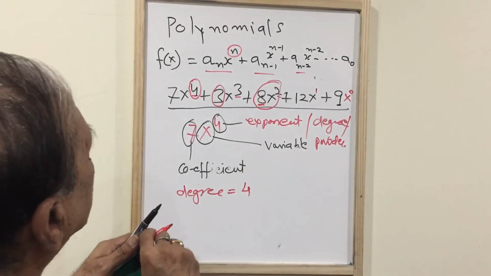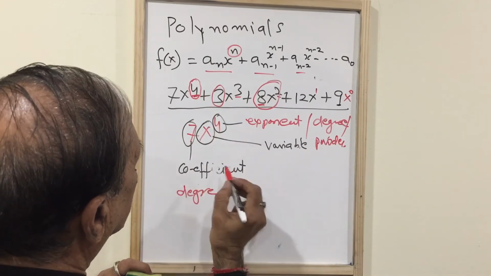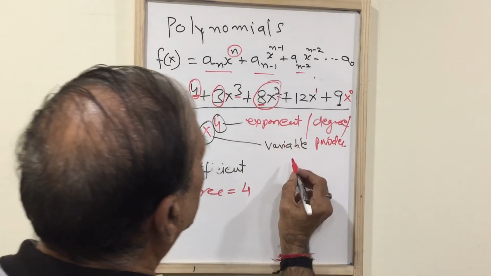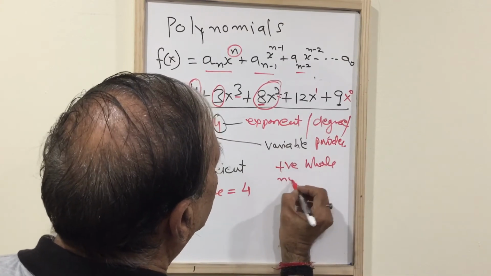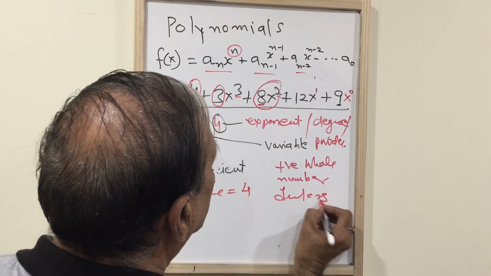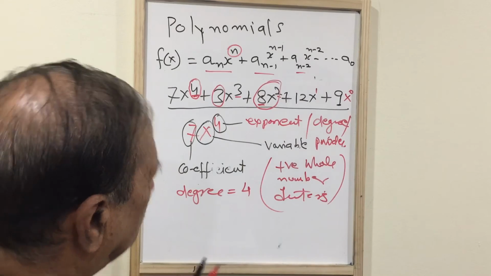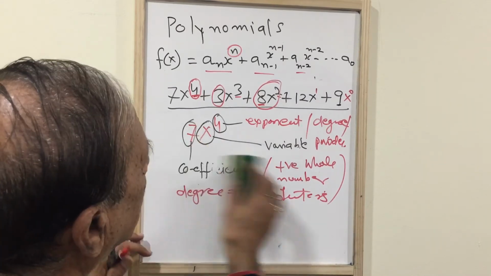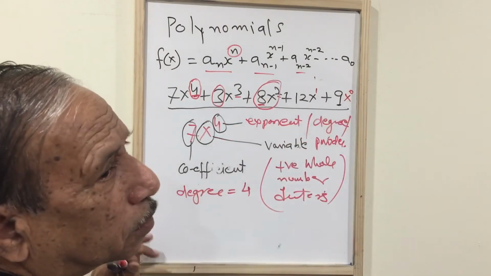And one more thing which I told you earlier. This exponent or the degree should be a positive whole number integer. This is mandatory. Otherwise, if it is not a positive whole number integer, it cannot be called a polynomial.